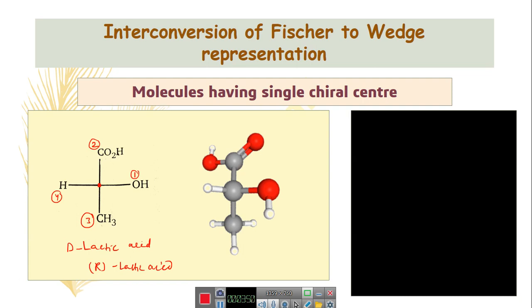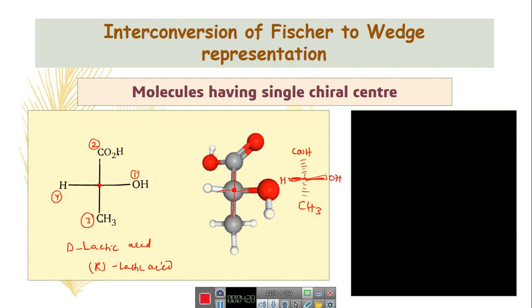When you see this molecule in a three-dimensional way, there is a chiral center. This chiral center has a carboxylic acid at the top and methyl at the bottom, and on the right side you have OH and on the left side you have H, right? So when you see the Fischer representation, there is a chiral center, and in this chiral center the vertical line substituents are always away from the observer, and the horizontal substituents or ligands are near to the observer.